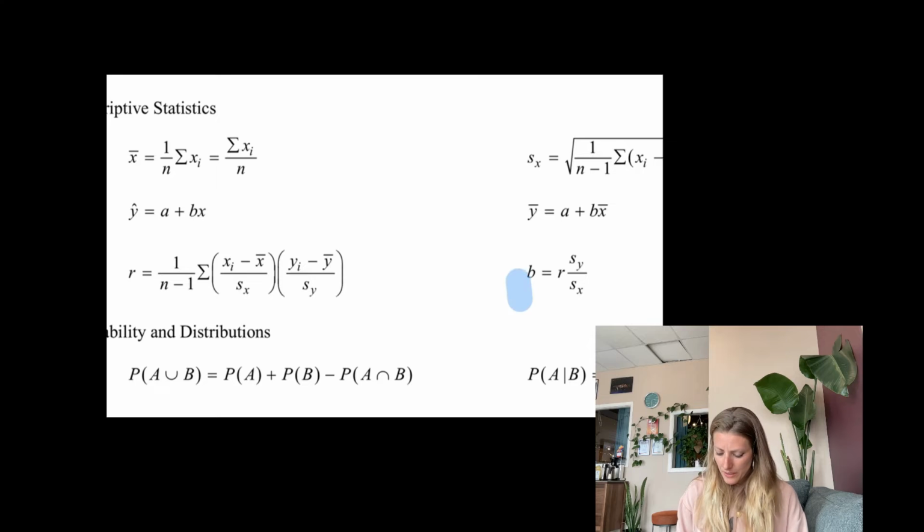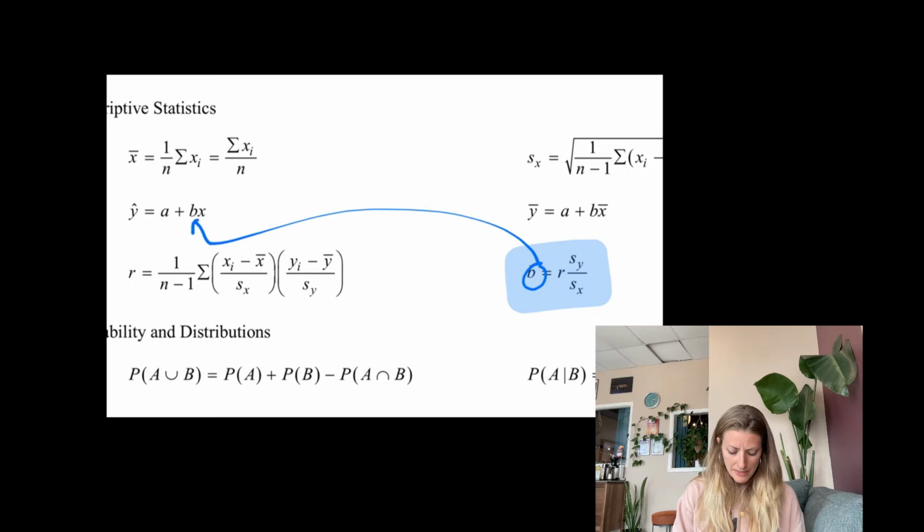The last one that I kind of already mentioned was this B. So this B is the slope of the least squares regression line. So that is the same as that B.